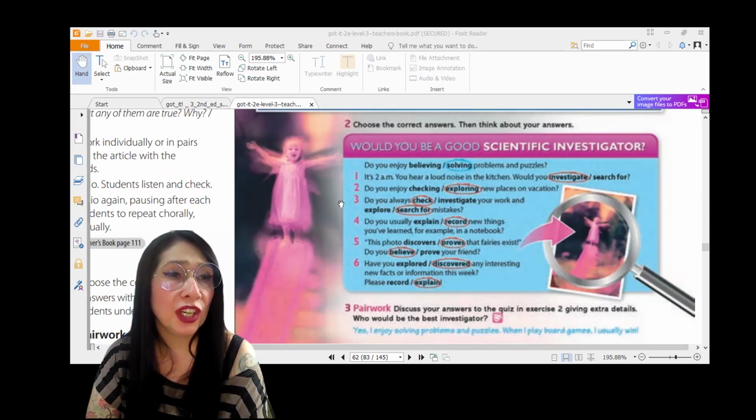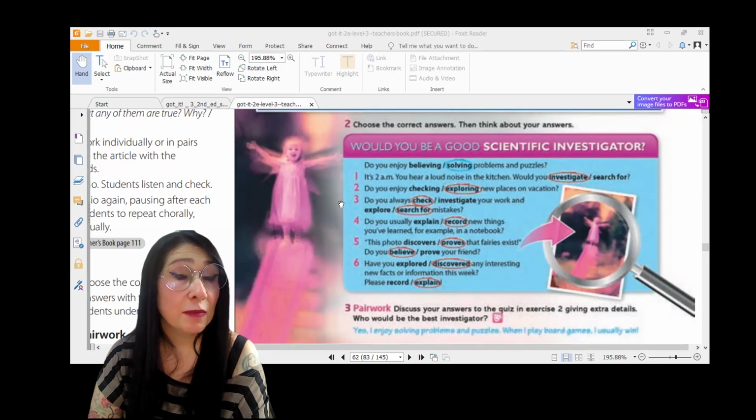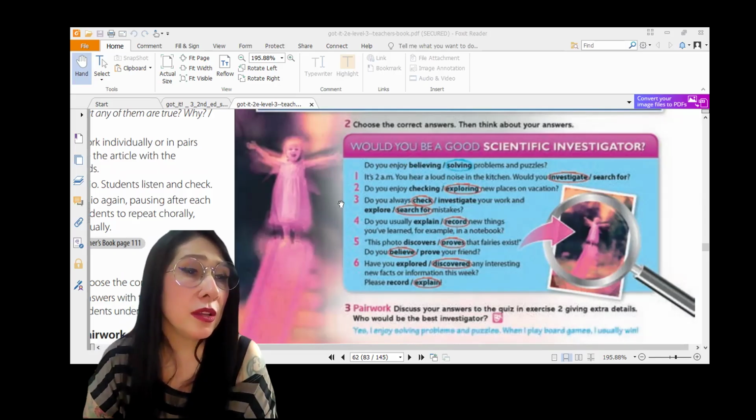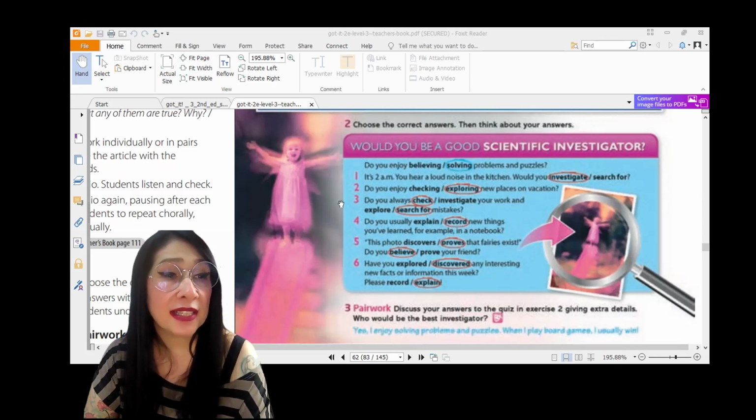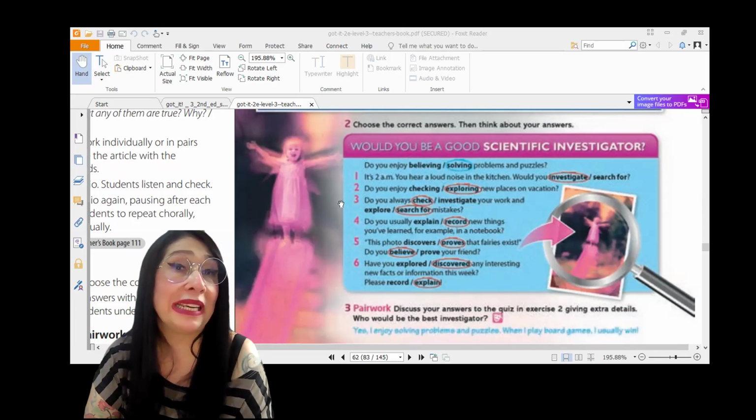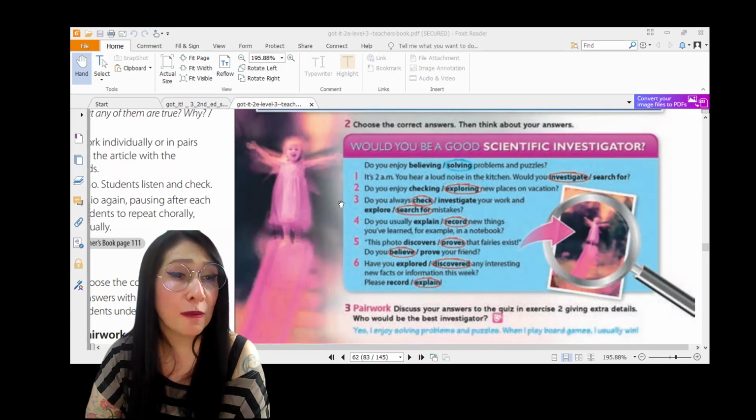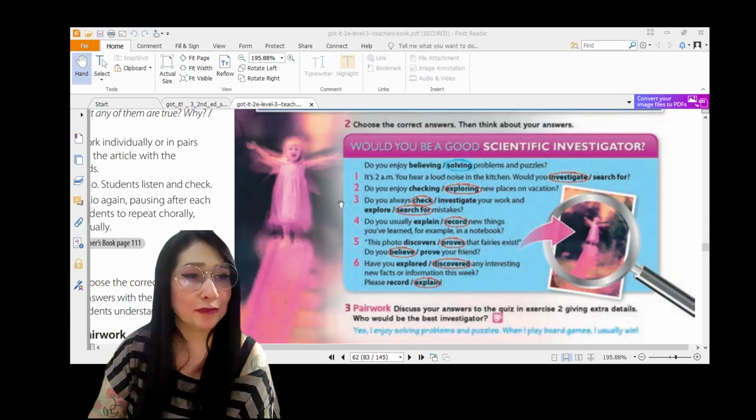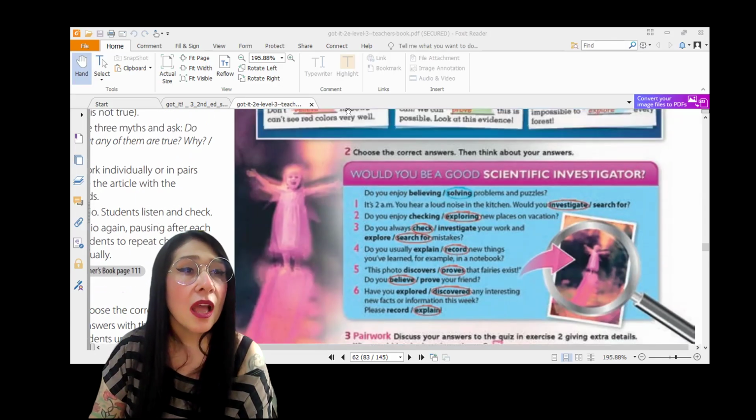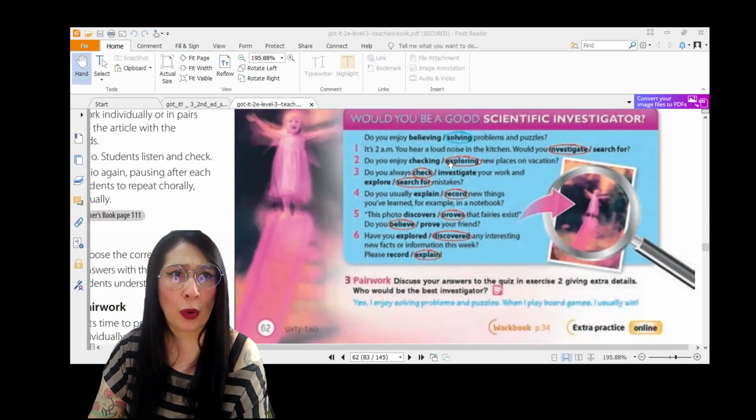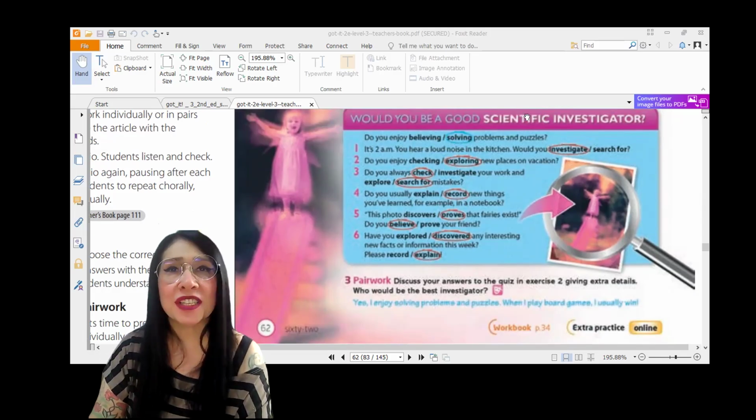Do you usually record new things you've learned, for example, in a notebook? People don't take notes as often or as much as they used to, and that's a pity. 5, this photo proves that fairies exist. Fairies are fadas. Do you believe your friends? 6, have you discovered any interesting new facts or information this week? Please explain. So now, please open your books to page W34 and try to do the first exercise right there under the vocabulary section.